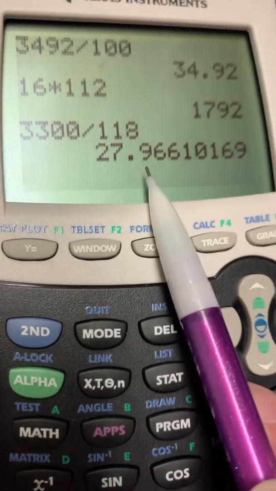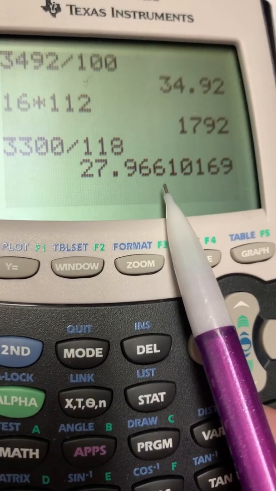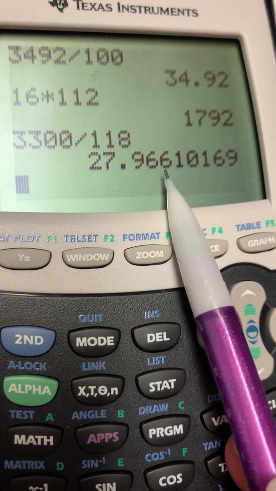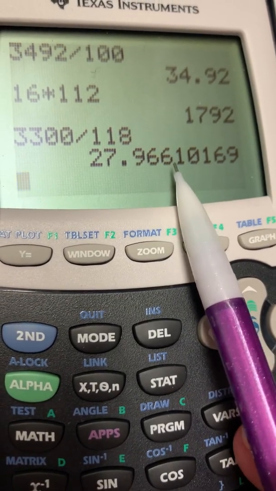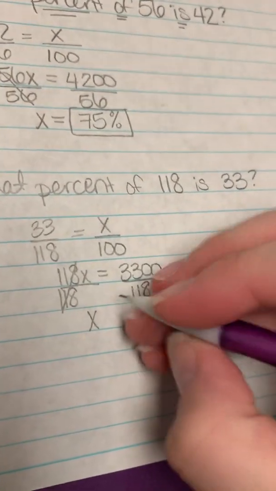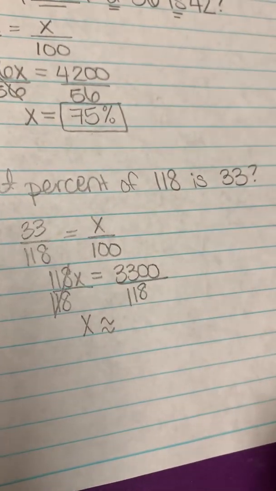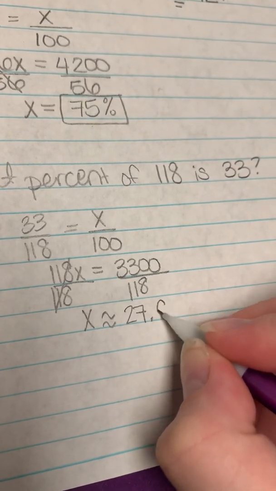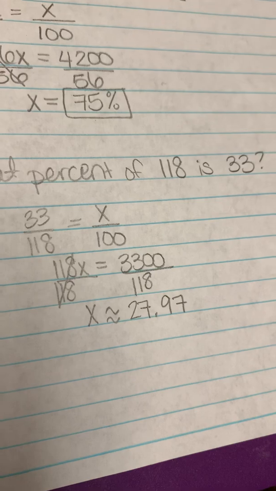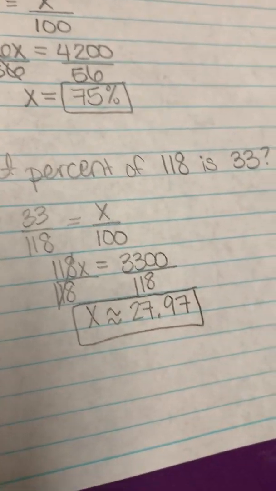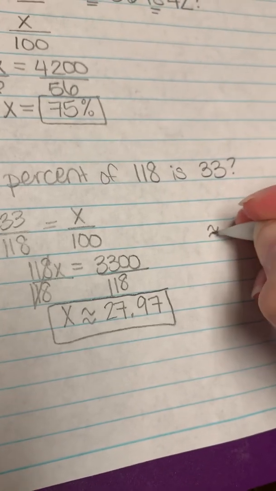Okay, now we want to round to the 100th position. So this is our tenths, this is our hundredths, this is our thousandths. So we look to that third number to see, do I need to round up or down? And in this case, since 6 is higher than 5, I'm going to round up. So it's approximately 27.97.